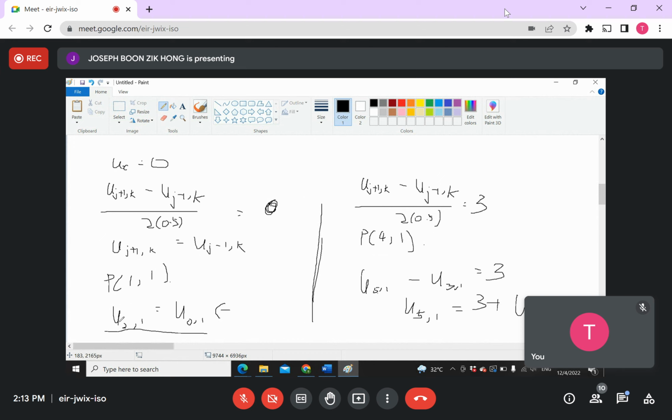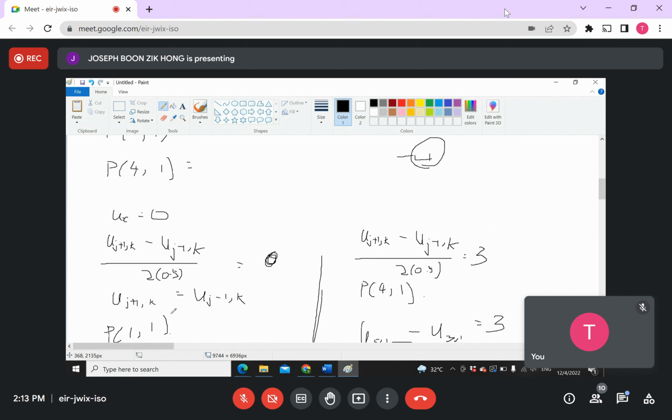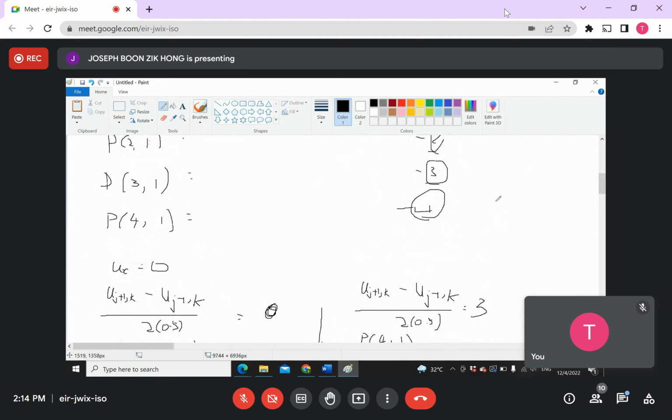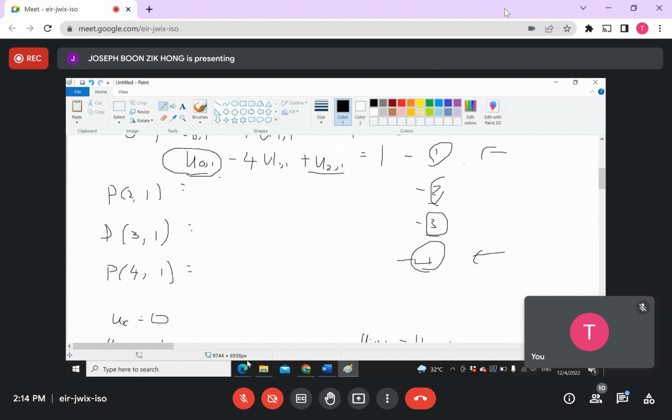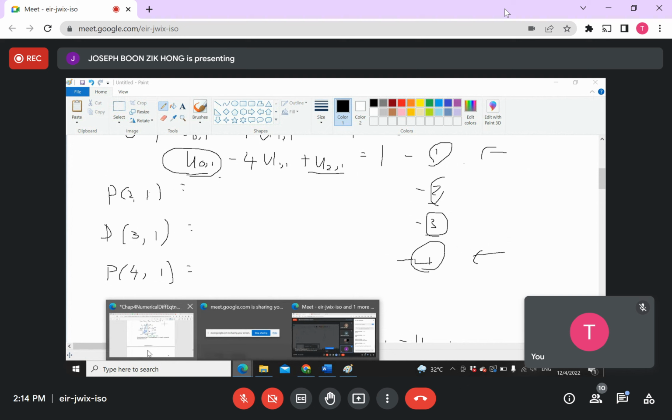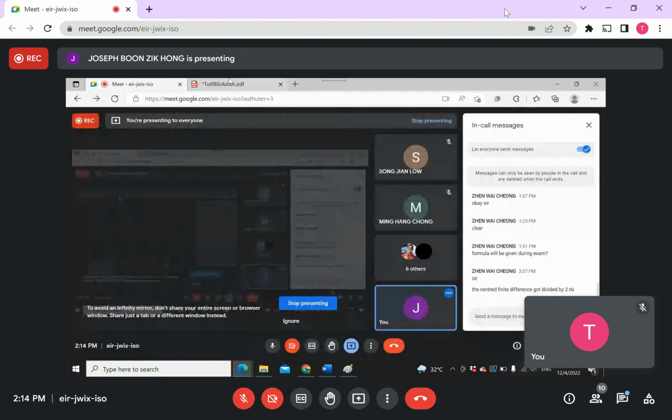So by substituting these two equations, the fifth equation and the sixth equation, you substitute this one into the first one, and then you substitute this one into the last one. Then you will have only four equations with four unknowns. Then automatically you can solve it. Okay, this is the basic idea. Now let's see the solution given.